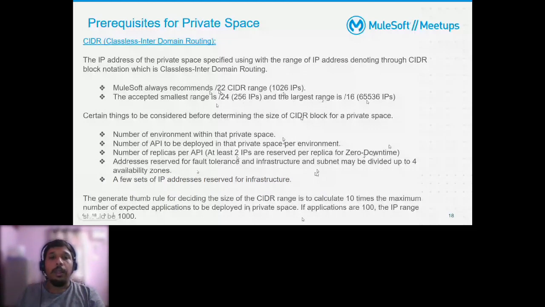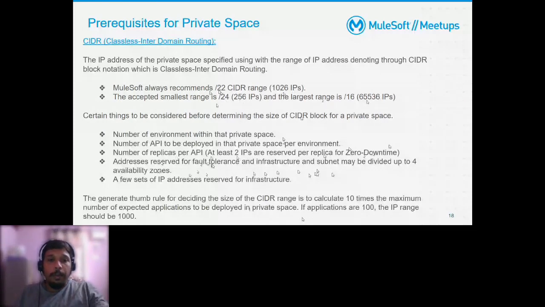And then there is fault tolerance infrastructure. The subnet will get divided into a maximum of up to 4 availability zones in the AWS infrastructure. And the last one is that some additional set of IPs will be reserved from an infrastructure perspective. That is a behind-the-scenes inbuilt feature.